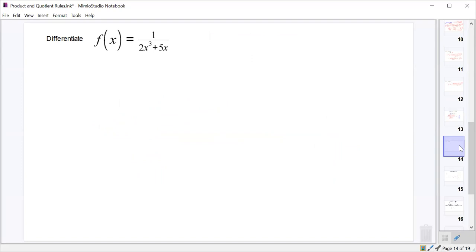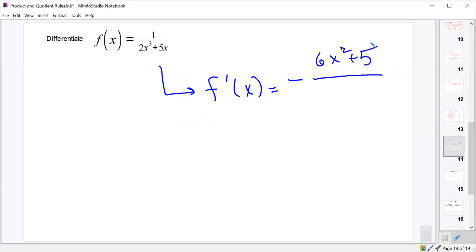So this is a reciprocal rule problem, 1 over 2x cubed plus 5x. We should know then that f prime of x should be negative the derivative of the denominator, which is 6x squared plus 5, over the denominator squared. Pretty simple and straightforward for that one. Any questions on that or anything else we've done so far today?